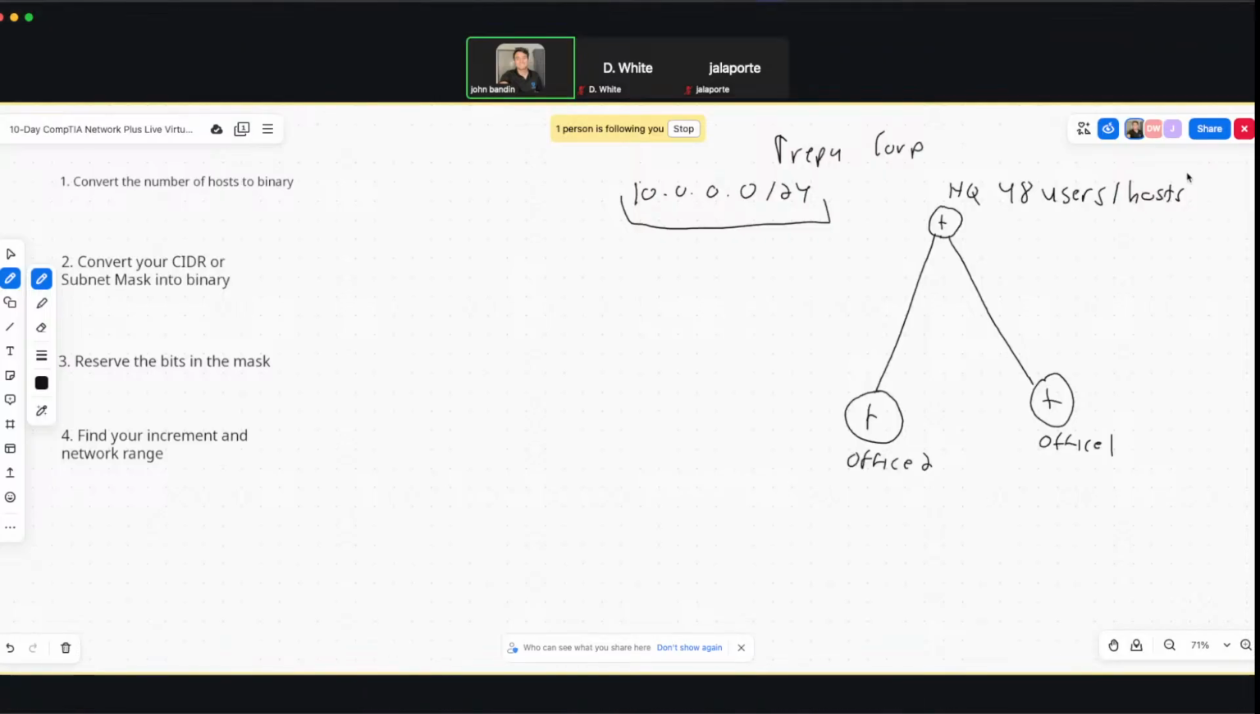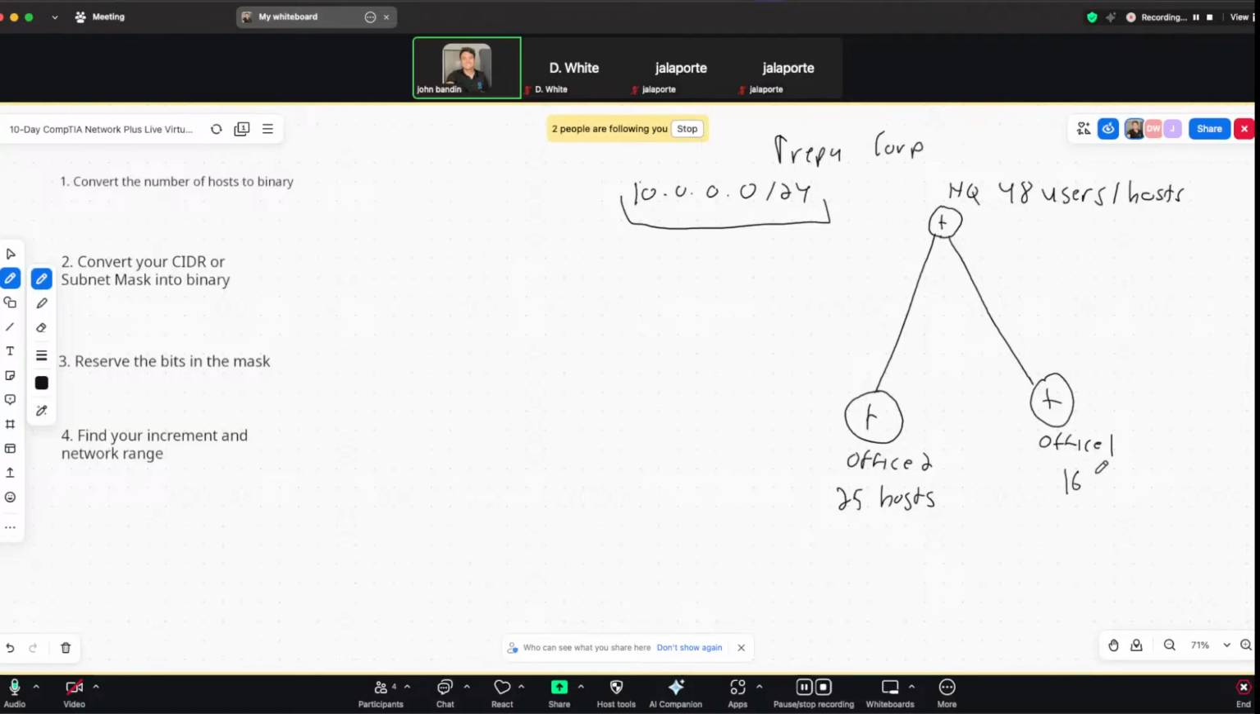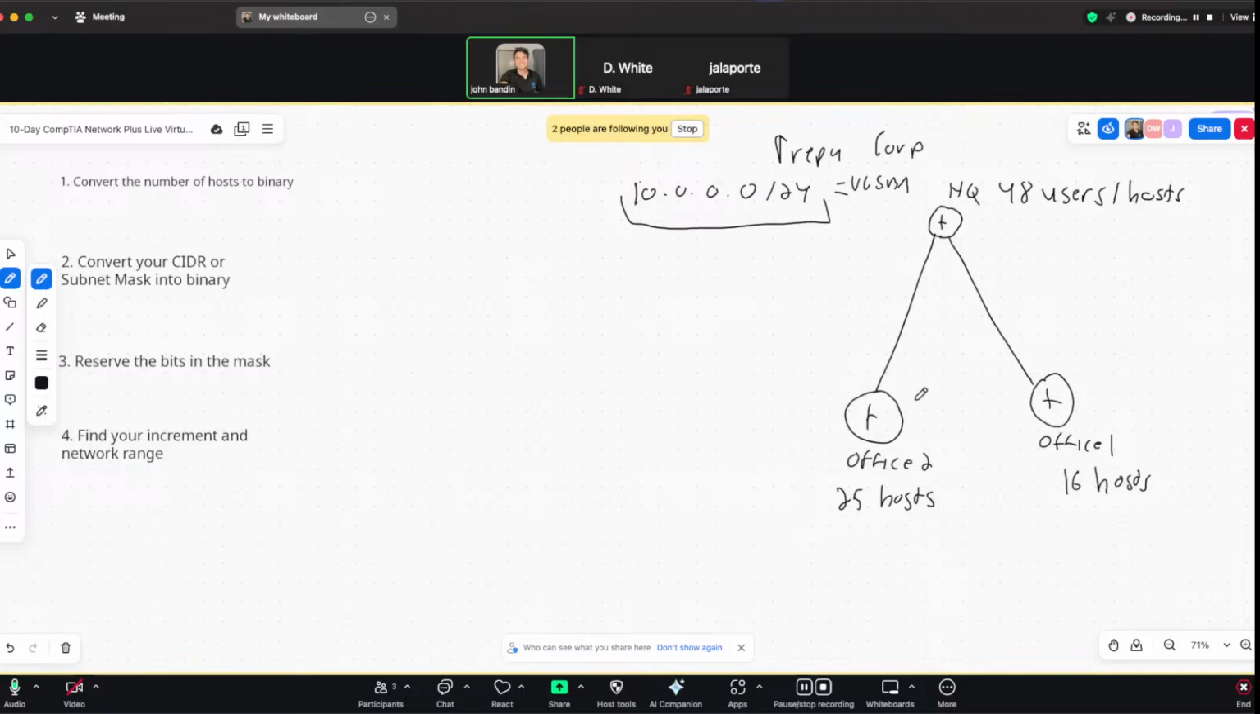Because we could have a printer. It's not a user, but it needs an IP. Office 2, we have 25 hosts. And Office 1, we got 16 hosts. So now from this /24, we need to break this down into a subnet that fits this 48, a subnet that fits this 25, and this 16. This is what we would call like variable length subnet mask, okay? So from this /24, breaking it down into smaller subnets.